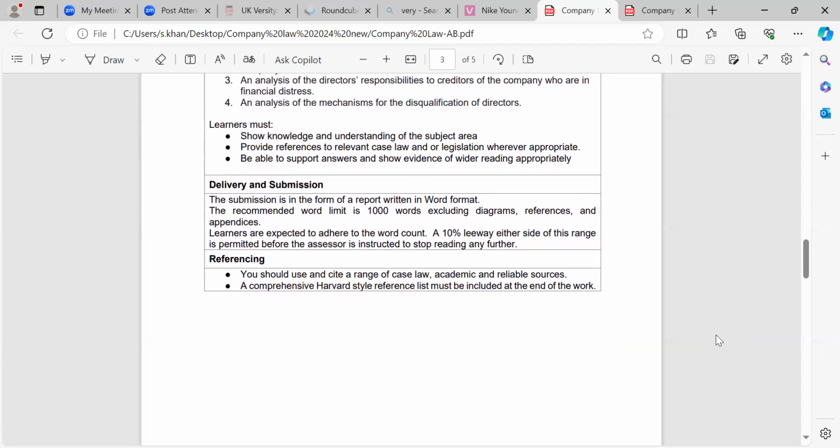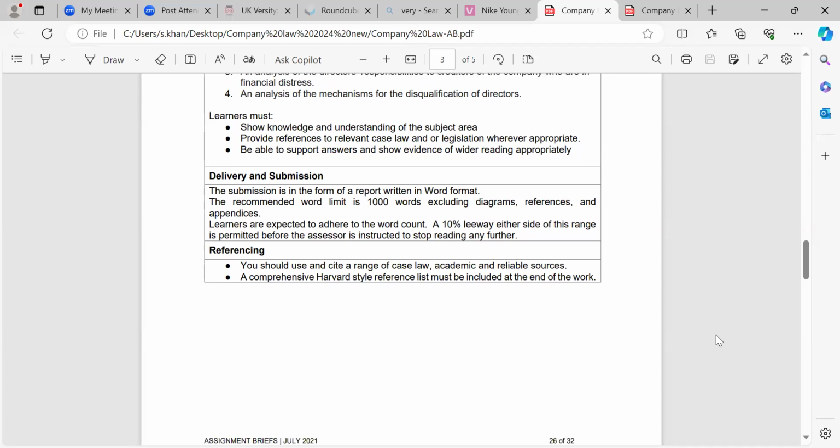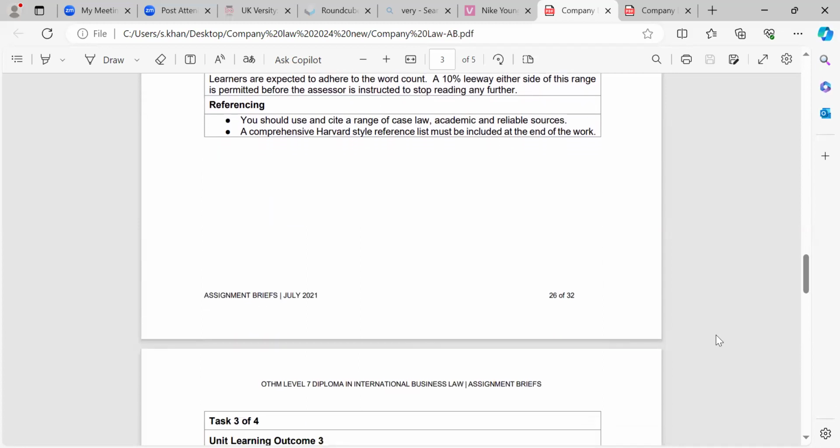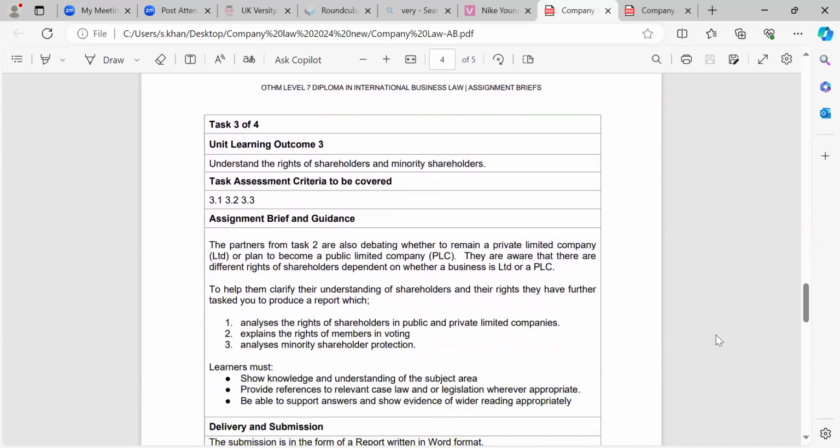For referencing, you should cite a range of case law, academic, and reliable sources, and a comprehensive Harvard referencing style must be included. Again, you need to be consistent with how you're doing things, so make it clear that's task 1, task 2, and each part of task 2, and make sure it's a heading so that it's clear. Make sure it's an academic piece of work and you are using Harvard references, as it is a level 7 piece of work.